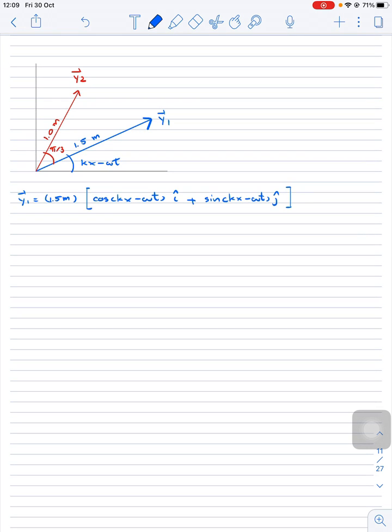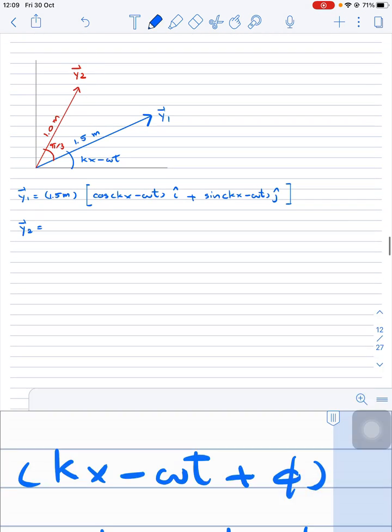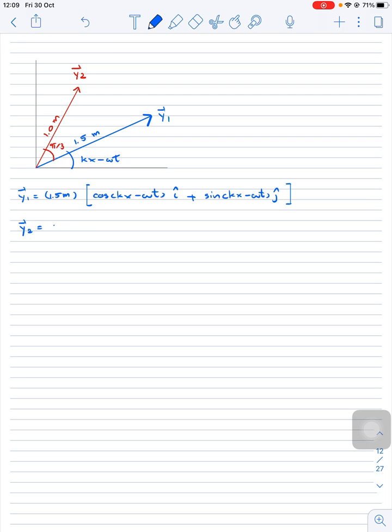Now for y2, we do the same thing. We write down y2 in the form of a vector. The amplitude is 1.0 meter, which is the magnitude of the vector as well, times the cosine of kx minus omega t plus pi over 3 times the vector i, plus the sine of kx minus omega t plus pi over 3 times the vector j.